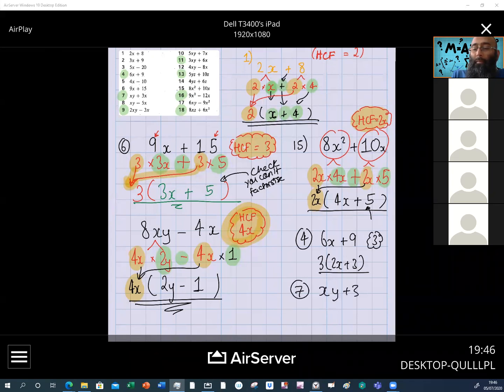Okay, what about number 7, Asadullah? Number 7, x brackets y plus 3. So the x is the highest common factor, yeah? Yeah. Put right in the wrong place and it looks like an indice. Highest common factor is 3. Oh, highest common factor is x. I think I'm excited with the 3. So x, y plus 3.